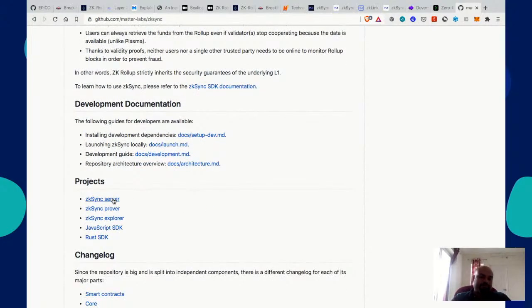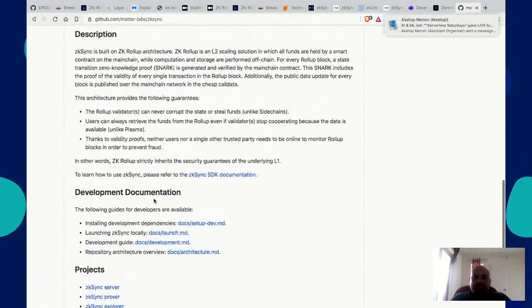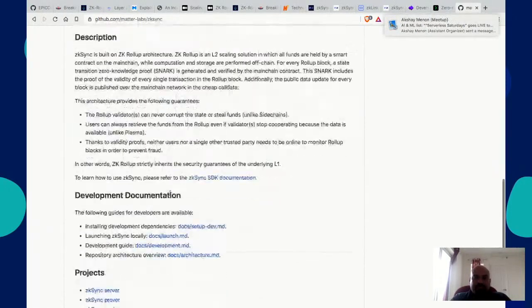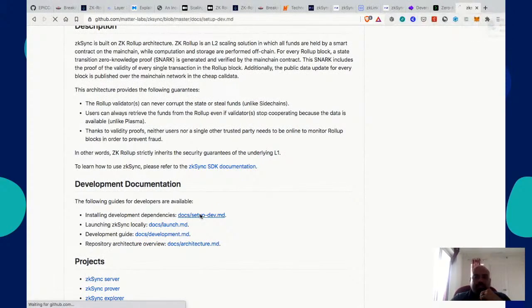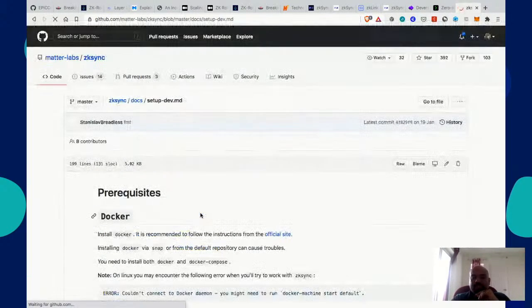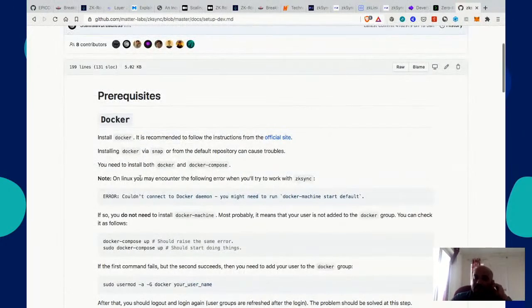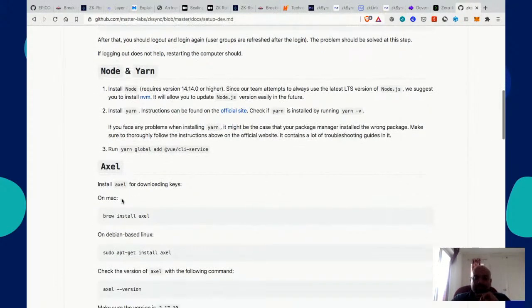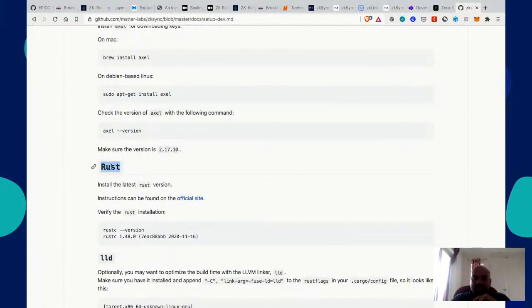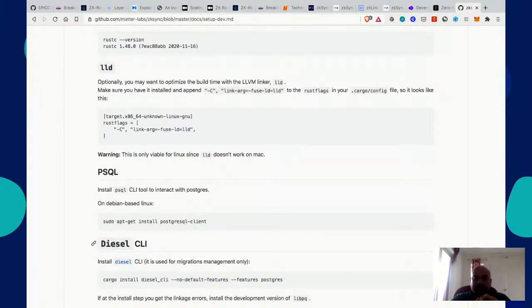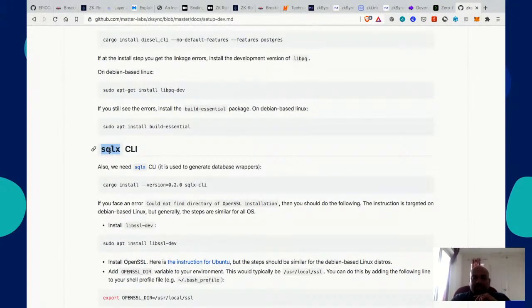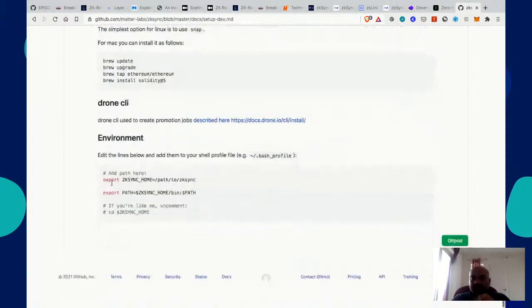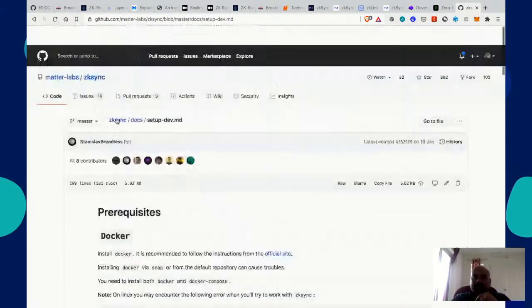It has a ZK Sync server, a prover, and a JavaScript client. A REST Explorer is there. Then if you look at the infrastructure setup, you can set up locally. You need Docker, and you also need Node and Yarn. There is something called Axel, that's for Mac OS. Otherwise, Rust is required, and then you need PostgreSQL, Diesel, SQLx, and the Solidity compiler. With this much, you can set up ZK Sync.